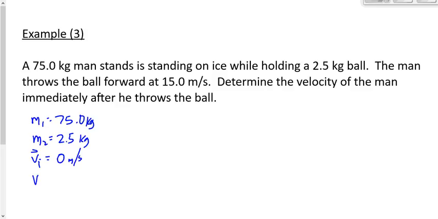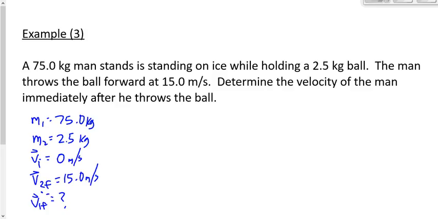We're going to say V2f, the final velocity of object 2, the ball, is 15 meters per second. And we're going to solve for V1f. That's the final velocity of the man. We already said that we expect V1f to be smaller than V2f. We would also expect V1f to be a negative value. If the ball goes forward, the man goes backward. When we solve this problem, however, the mathematics should show us that. We shouldn't have to write it in right now. The problem itself should show us.